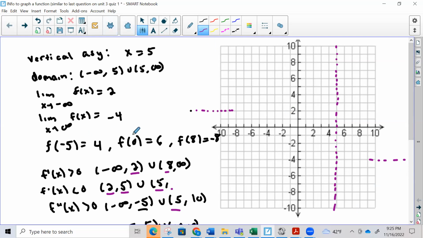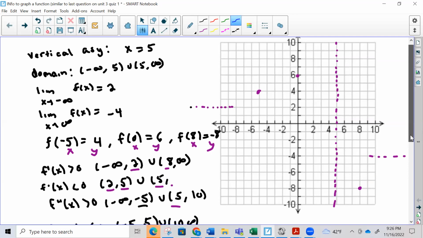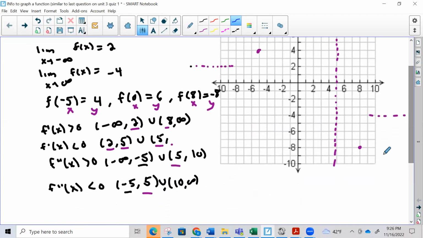The next thing are the points, and these are usually the most important part and the easiest way to get started with this. So we're going to plot these points on our graph. This is again my x, y, x, y, x, y. So I'm going to plot (-5, 4), (0, 6), and (8, -8). The main thing is my curve has to hit all of these points. If it doesn't, your curve is not correct. It doesn't meet the characteristics of this graph. So that's a good place to start, plotting those points and the asymptotes.